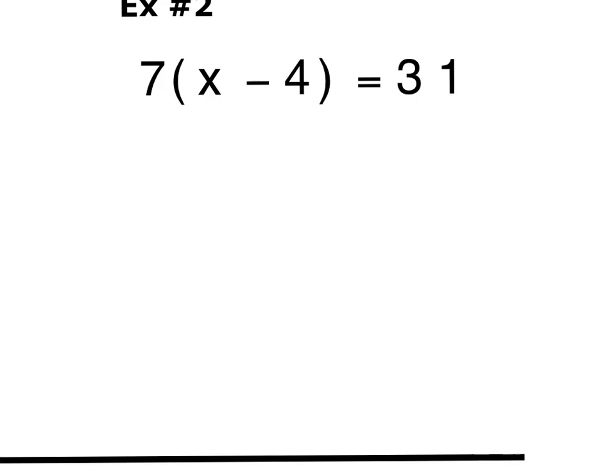Alright, so let's start with our distribution. We know that's our first step of solving equations.